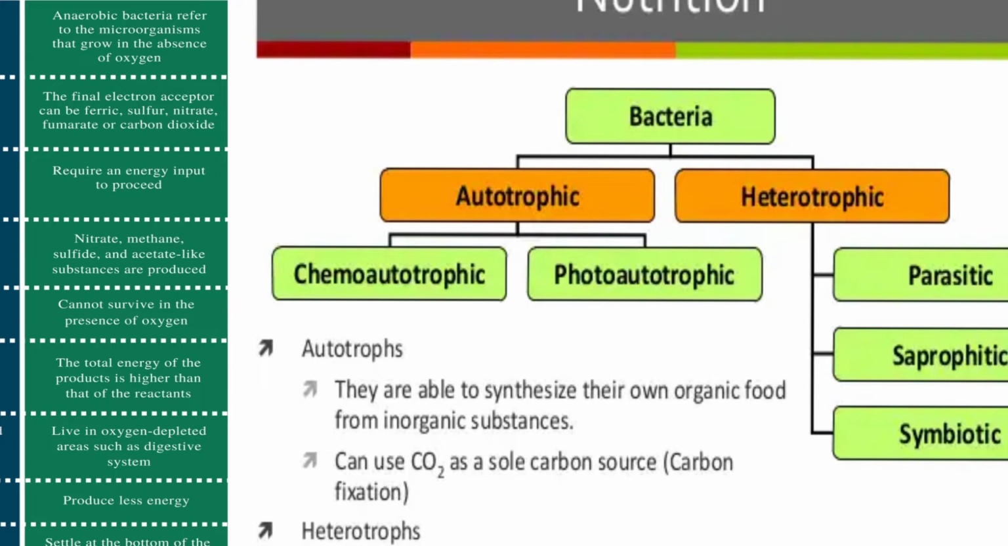They can use the chemical compounds and they can prepare their own food. Whereas photoautotrophic bacteria can use the sunlight. There are some bacteria, such as green sulfur bacteria, which has a bacterioviridin pigment, and purple sulfur bacteria, which has a bacteriochlorophyll. So they will use the sunlight and prepare their own food.